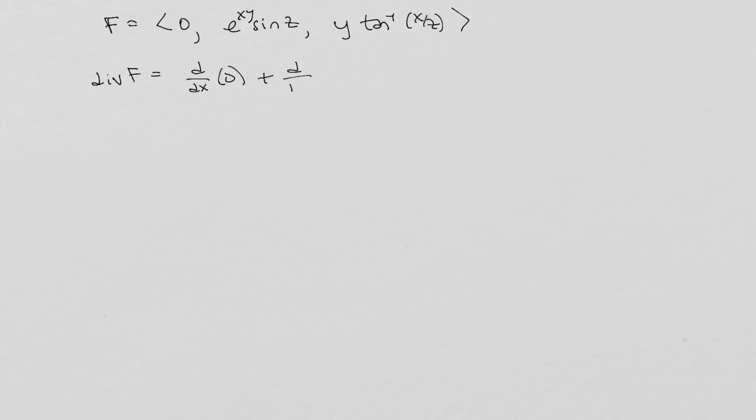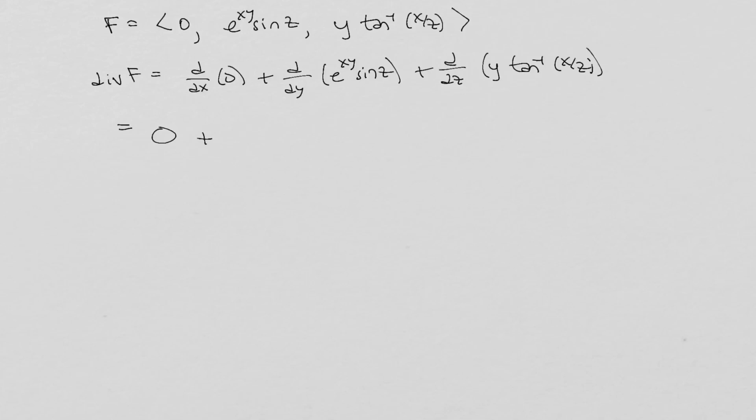Right? So for the second example, I gave you this vector field of 0, e to the xy sine of z, and then y times arctangent of x over z. Right? So the divergence of f is again the derivative with respect to x of that first component plus the derivative with respect to y of the second component and the derivative with respect to z of this third component. Right. First one's not bad. That derivative is just 0.